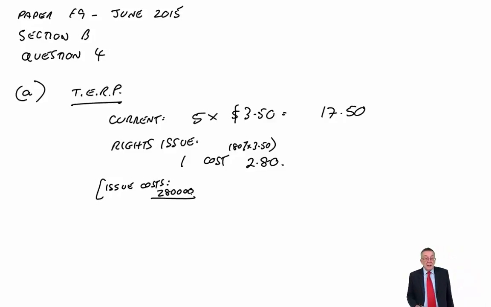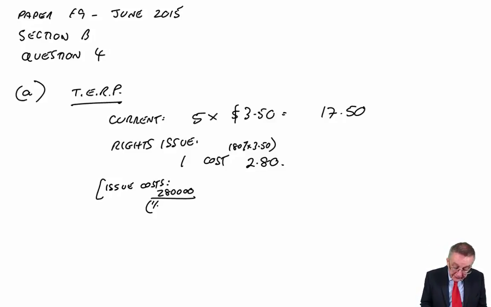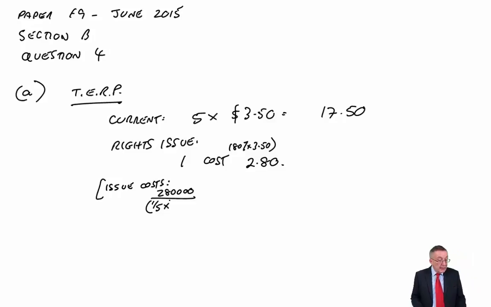How many new shares are issued? It's 1 for 5. Currently, how many shares have they got? If you look at the capital structure, the nominal value is 10 million. They're 50-cent shares, so there must be 20 million shares in issue.